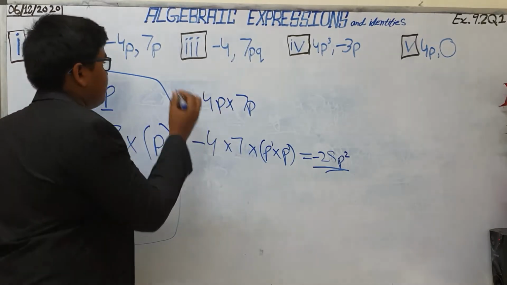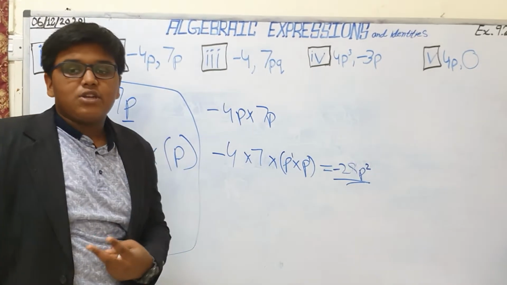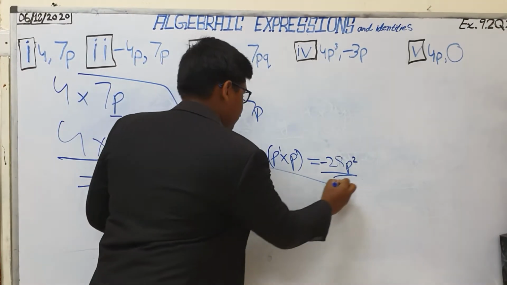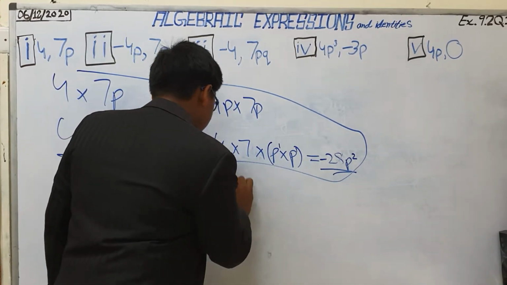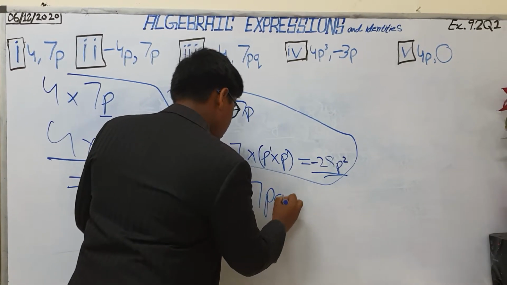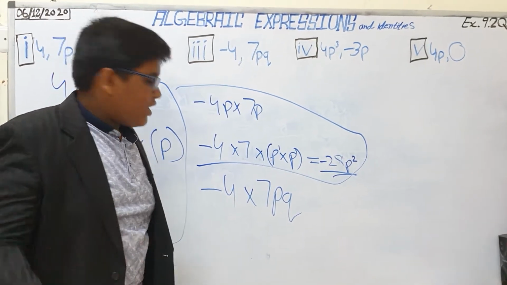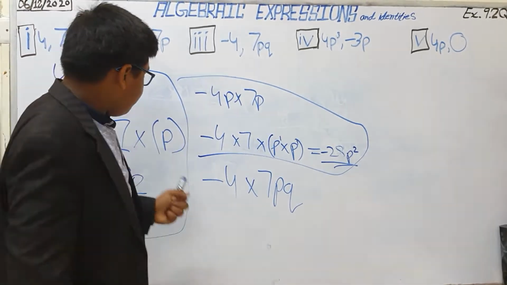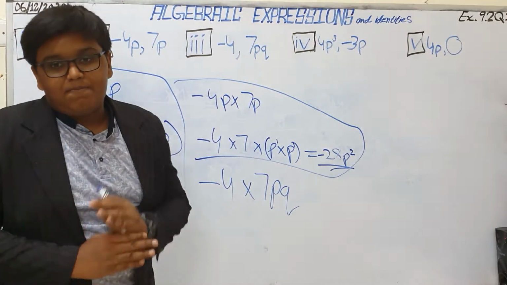The third question is minus 4 into 7pq. In this question also we have two terms. Don't get confused; there is only an additional variable in it. As we did with p, it was a very easy thing, so we found it very easily.